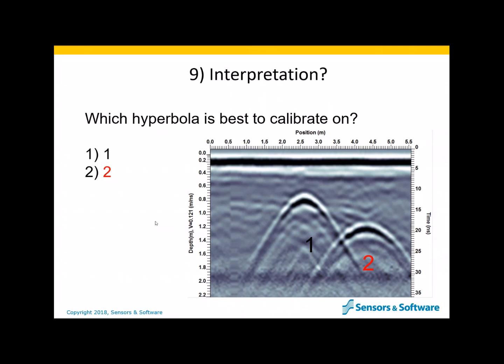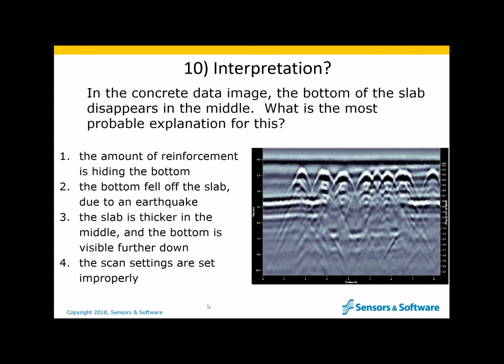All right, last question. It's a tricky one. It's a bonus question. In the concrete data image, the bottom of the slab disappears in the middle. You see the reflection and then suddenly it's gone in the middle. What is the most probable explanation for this? There's a few different options here. What is the best explanation on why you cannot see the bottom of the slab in the middle part of the section? 37% of you gave me the right answer.